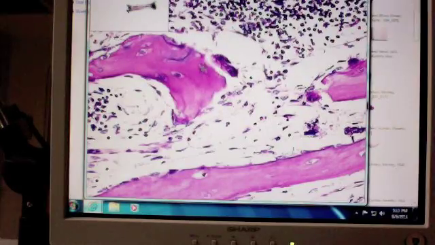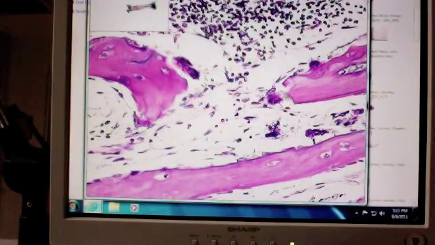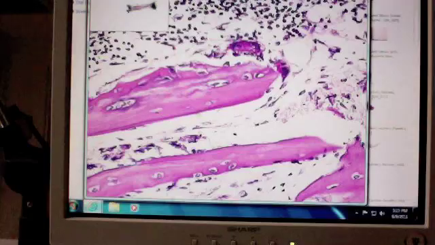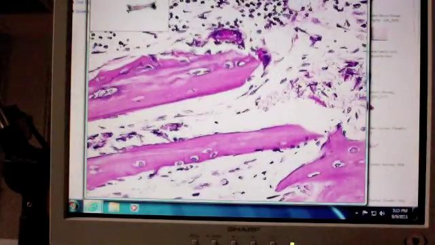Some of them are quite shallow. Here's another one. See how this is kind of shallow, where this guy would reside. This one hasn't quite made a Howship's lacuna yet. But in this case, when you see these kinds of divots, there's one here, here, here. These are probably all Howship's lacunae. This guy's probably traveled along this bone, just chomping his way along here, remodeling that bone.